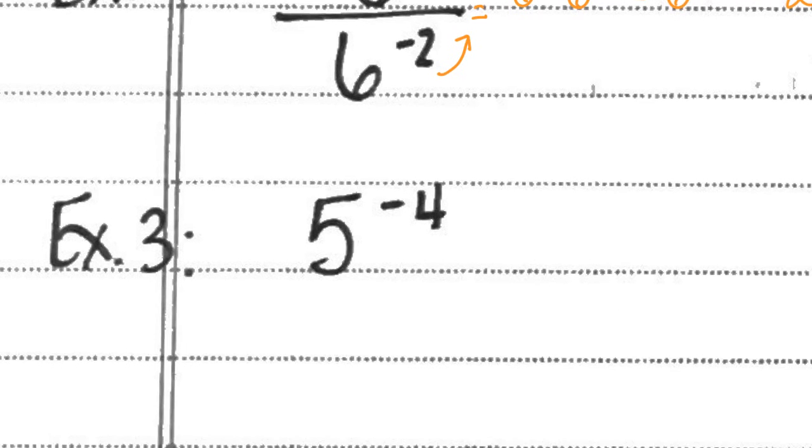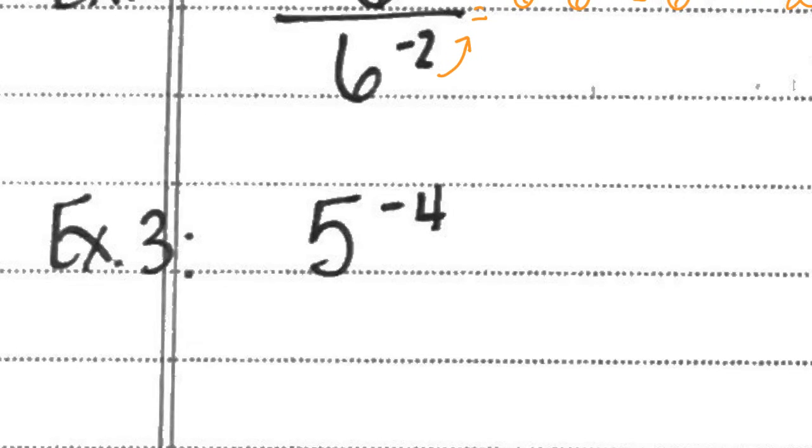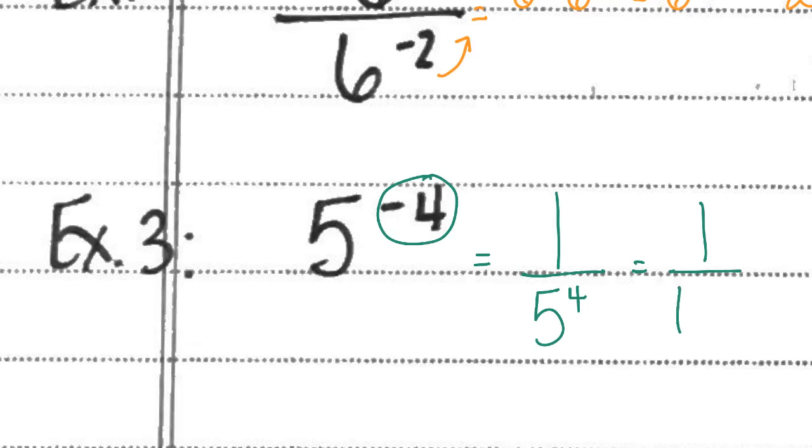Example 3. 5 to the negative fourth. This one we don't have memorized. I do know to get rid of the negative exponent, I'm going to take 1 over 5 to the fourth. And you could leave it like that, or maybe you know that 5 to the fourth is 25 times 25, which is 625. How did I know that? Ooh, I love a good trick.